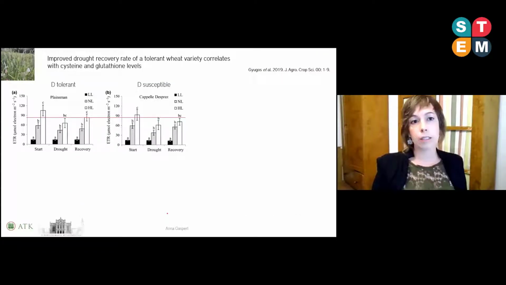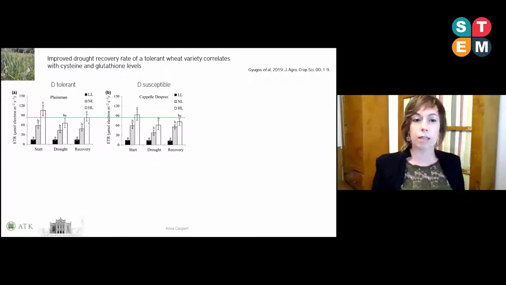Our colleagues were also interested in looking into different wheat varieties with different drought susceptibility. So they took a drought tolerant variety called Plainsman and compared it to a drought susceptible one called Capelle de Pré. And just to show you one result, the electron transfer rate in the two was about the same. So it's no major difference, but you can see that there is a little improvement in the recovery ETR rate in Plainsman under high light conditions.